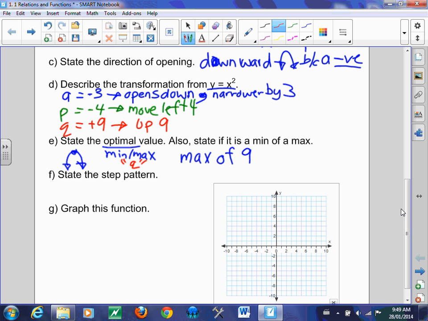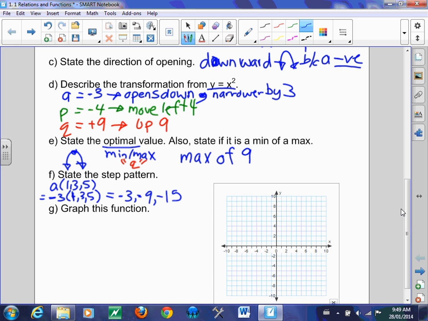All right, state the step pattern in this question. Well, we know generally the step pattern is A times 1, 3, 5. A in this case is -3. So it's -3 times 1, 3, 5. So what does that equal? -3, -9, and -15. Okay, and let's graph this function.